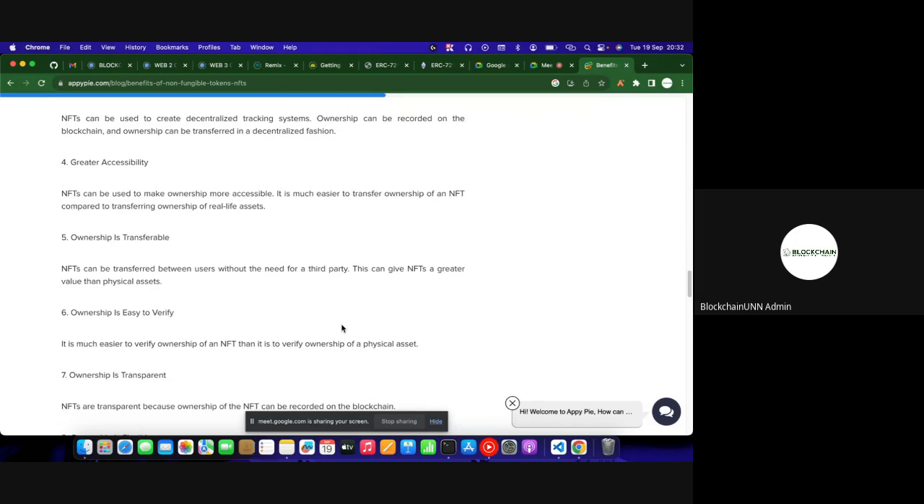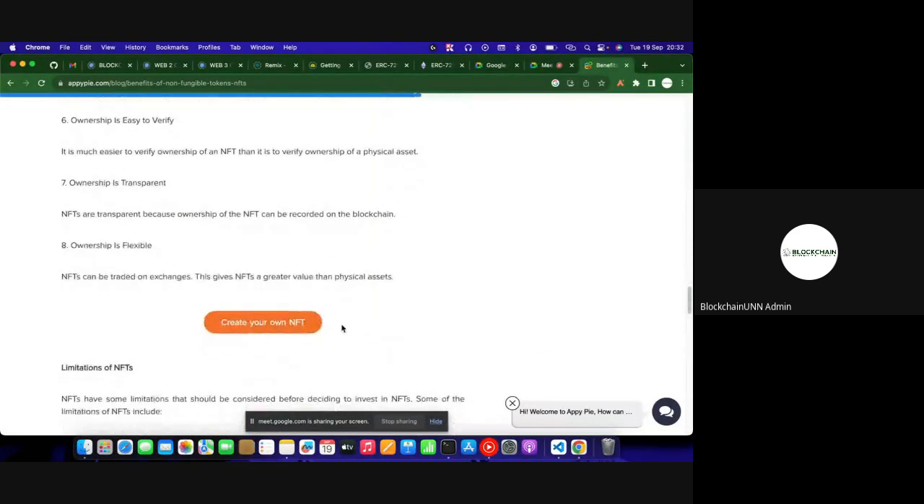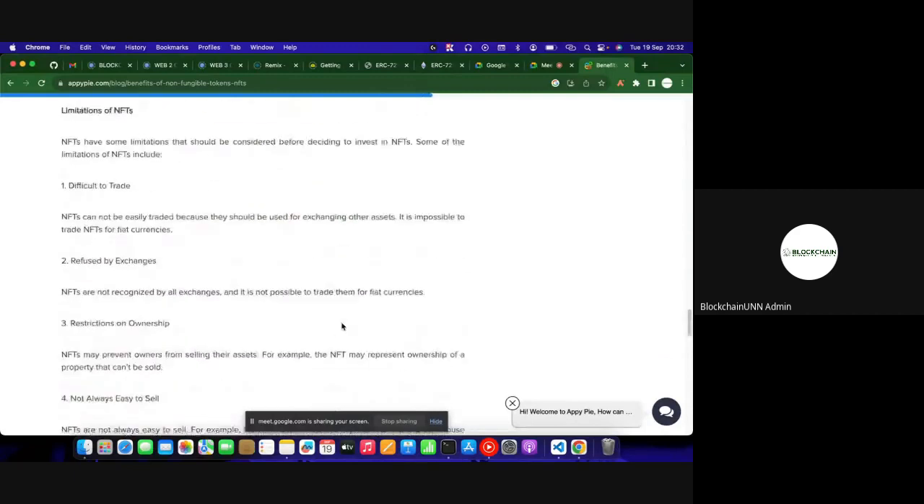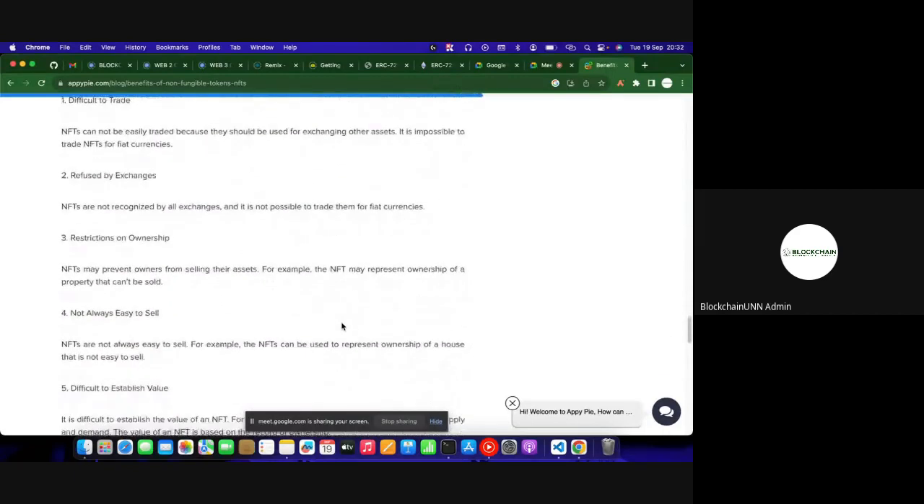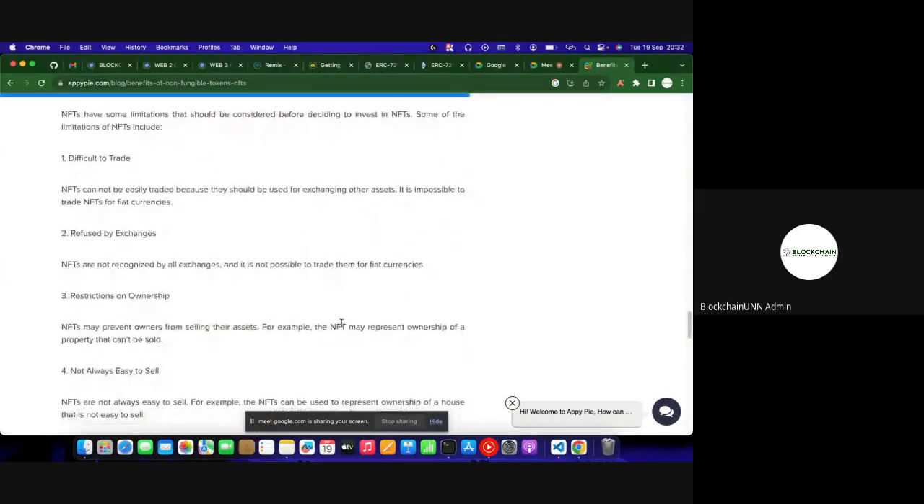Of course, ownership is transferable. We already talked about that. There's a function to transfer NFTs from one person to another. It's verifiable. We already talked about transparent and it's flexible. All right, so you can take a look at the limitations of NFTs yourselves later.